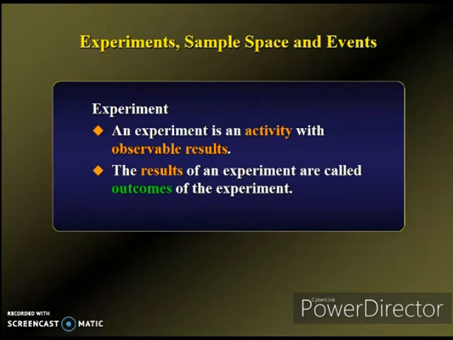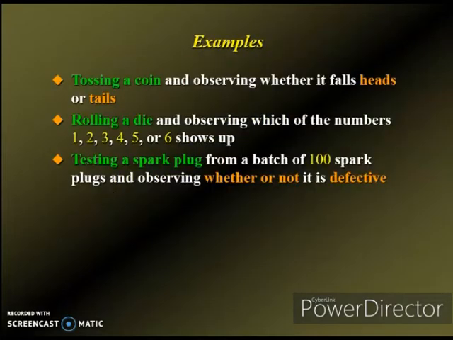To start with, what is an experiment? We have seen the term experiment in many places. An experiment is an activity, and at the end of the activity, you need to observe certain results. The results of an experiment are called the outcomes of the experiment.